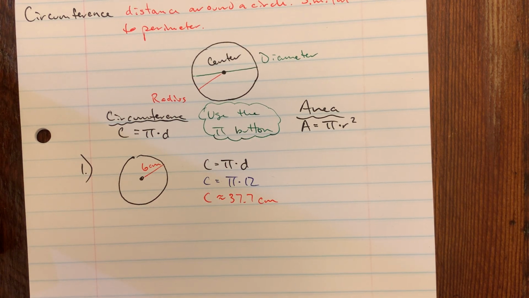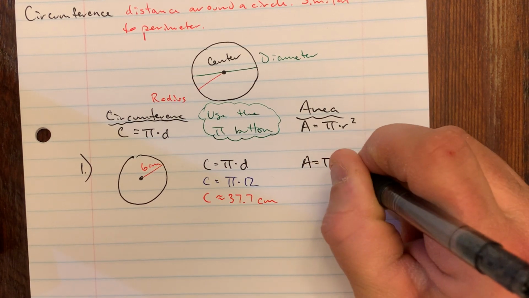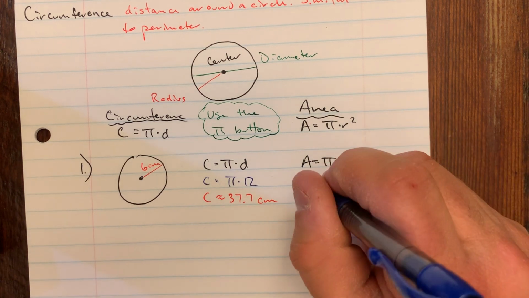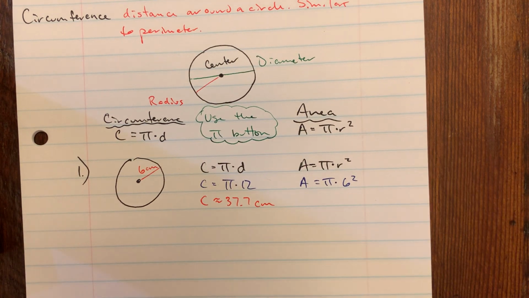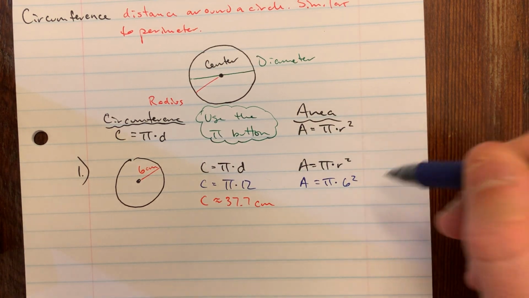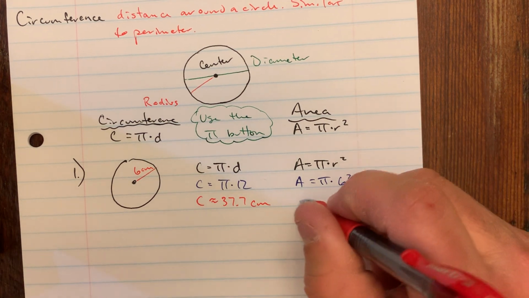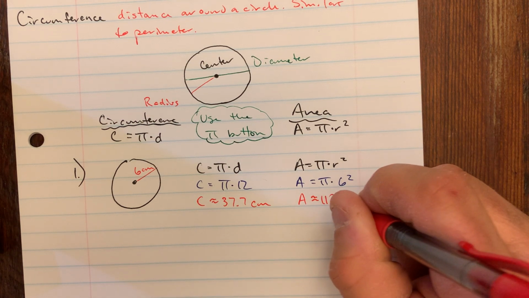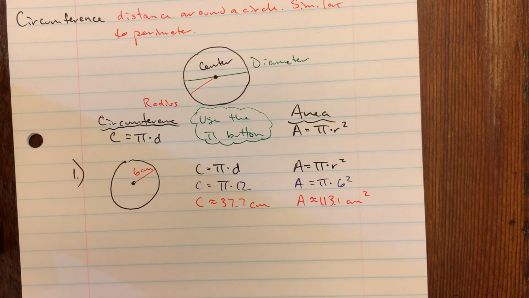Then we're going to use this information to find the area. Area, again, is pi times the radius squared. So we're going area equals pi times 6 squared. We're going to leave it as 6 this time. So I have to go 6 squared, which is 36, and then I multiply 36 by the pi button on my calculator. So my area is about 113.1 centimeters squared.